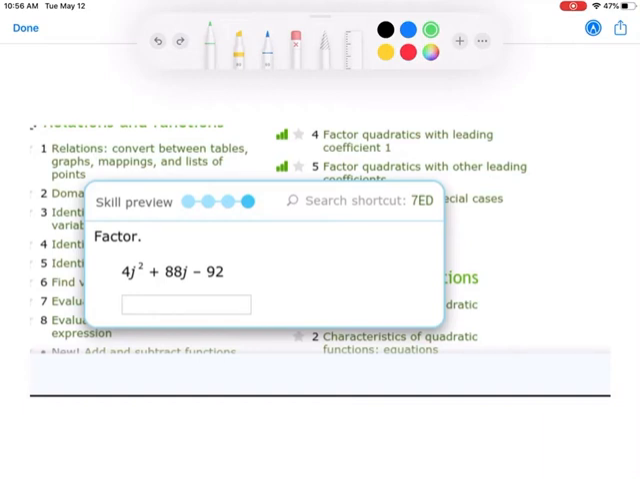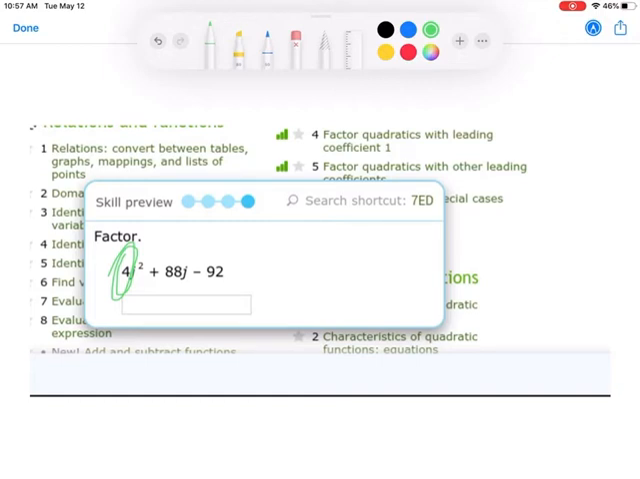Factoring with a values over 1. Factor with a values over 1. So in this case, our a value, which is the leading coefficient, is 4. Now notice, these numbers are kind of big. So I always recommend reducing or taking out a GCF. First, factor out a GCF.